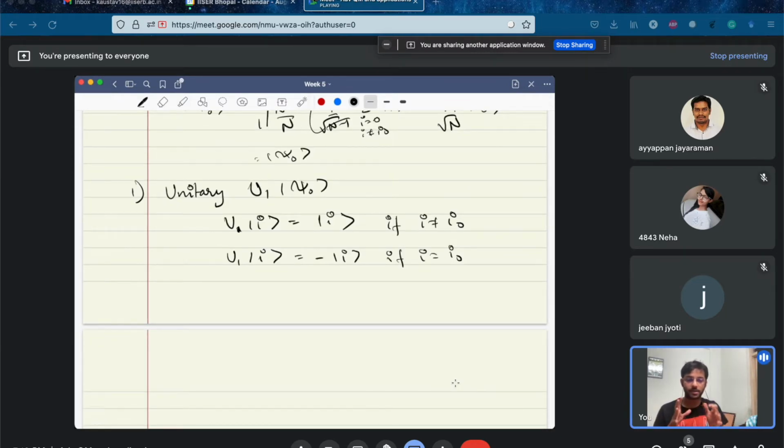This is also a unitary operator. It's like a sigma z. When you operate sigma z on 0, you don't do anything, but when you act it on 1, you get a minus sign. So it's a similar operator, only having an impact on the i naught.